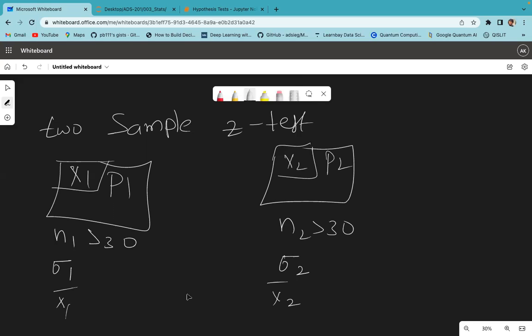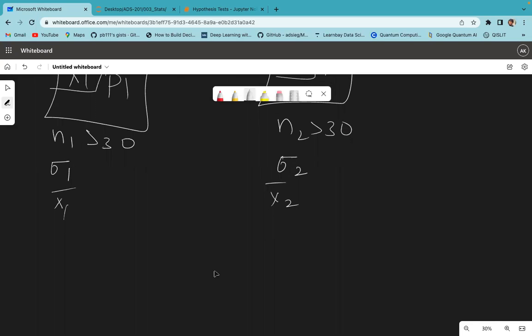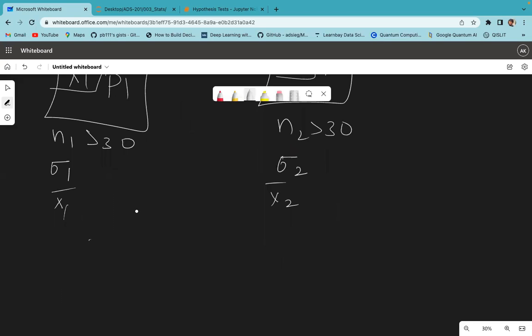If you know these values, we can apply this when the two populations are two different groups, both independent. In that situation you would go for the two sample Z test.